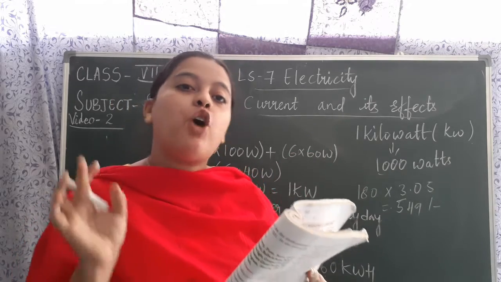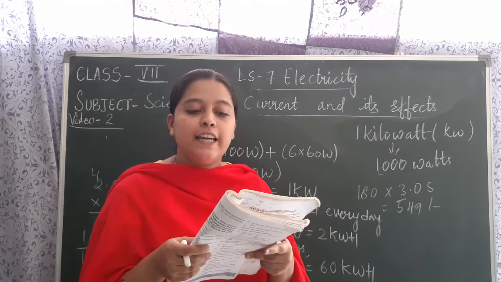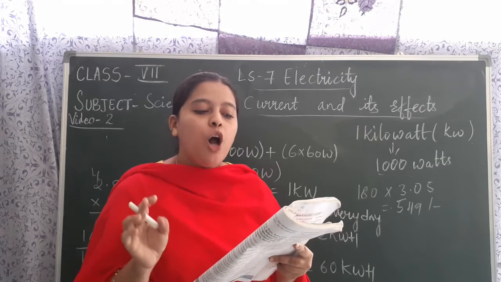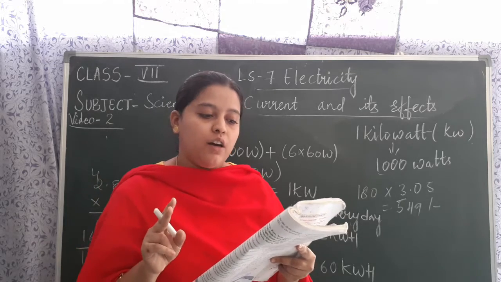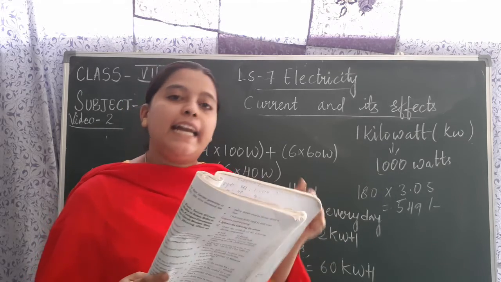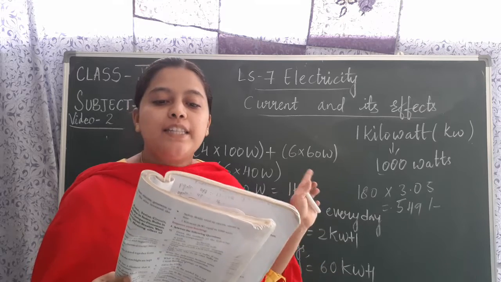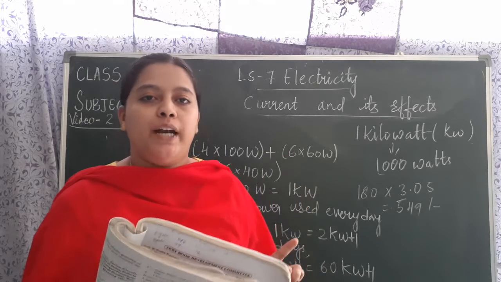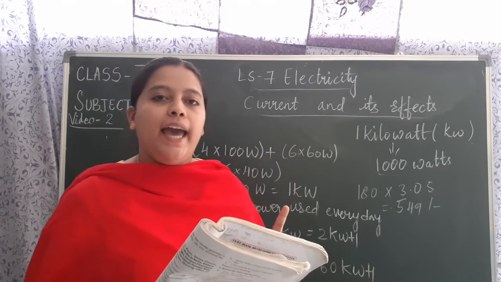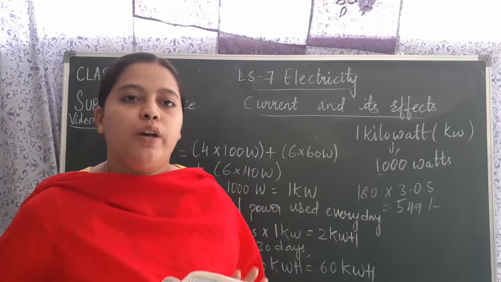There are 4 bulbs of 100 watts each, 6 of 60 watts each and 6 of 40 watts each. All of them are used for 2 hours a day. How many units of electricity will be used in 30 days, children? How much will they have to pay at rupees 2.80 per unit? Rupees 2.80 paise per unit.